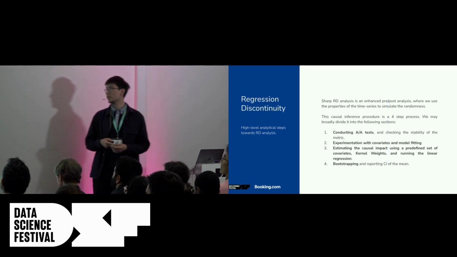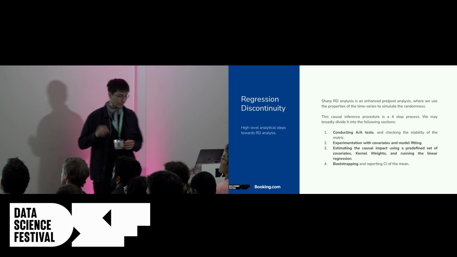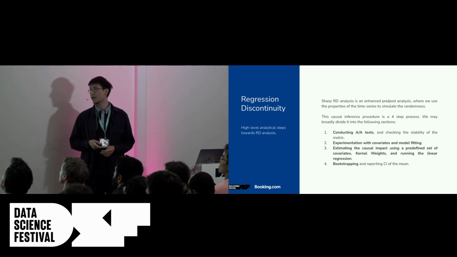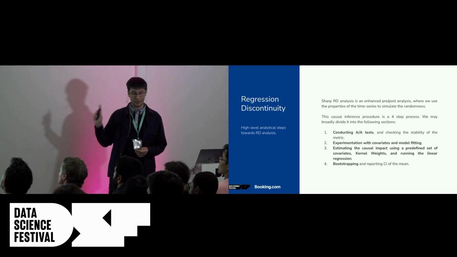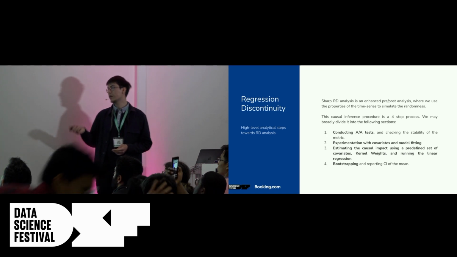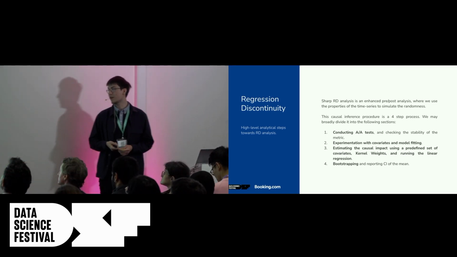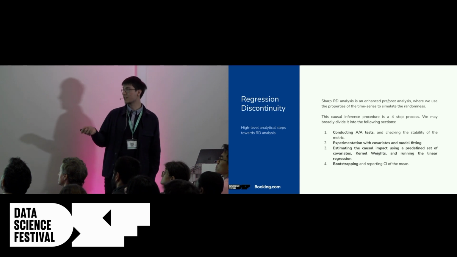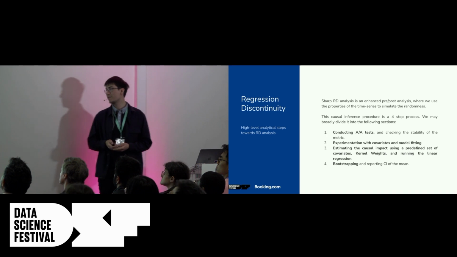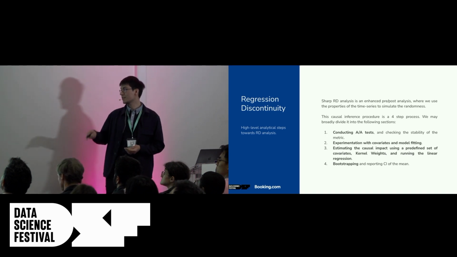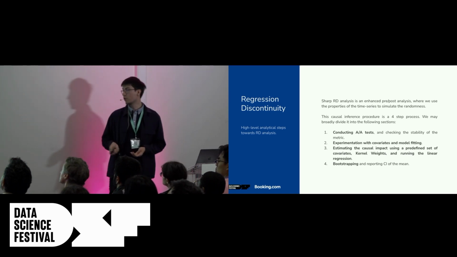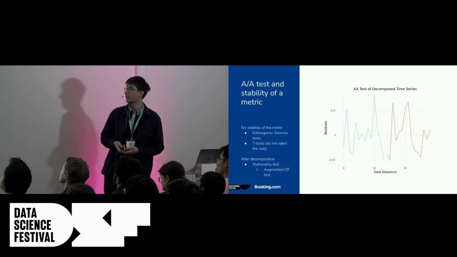And regression discontinuity is a method that involves 4 main steps. So first of all, we conduct AA tests on the residuals of our regression model and check for the stability of the metric. And at the same time, we experiment with different covariates and model fitting. So the first 2 steps are very iterative. Then we estimate the causal impact effect using a predefined set of covariates, kernel weights, and running the linear regression. And simply we do bootstrapping and report the confidence interval of the mean.